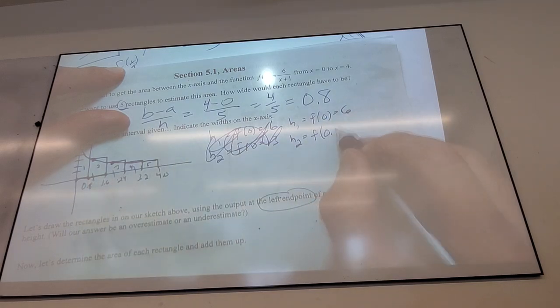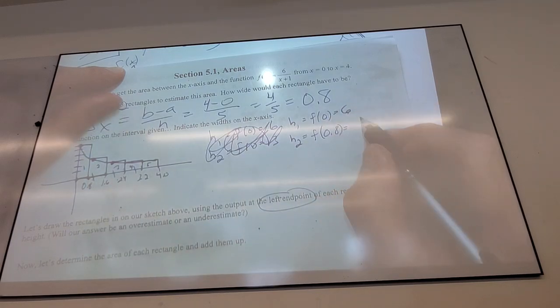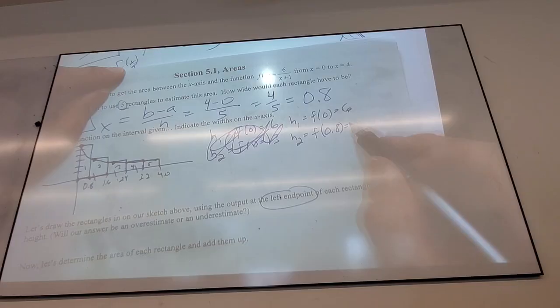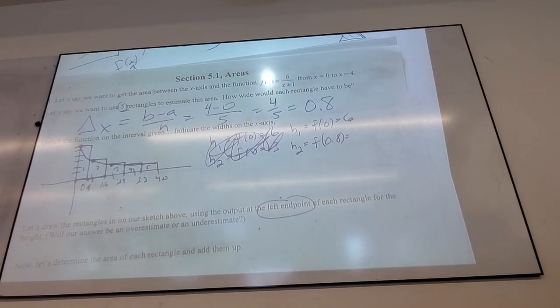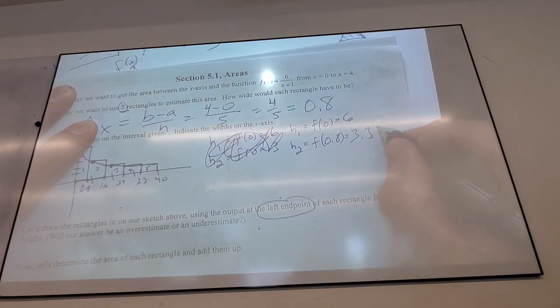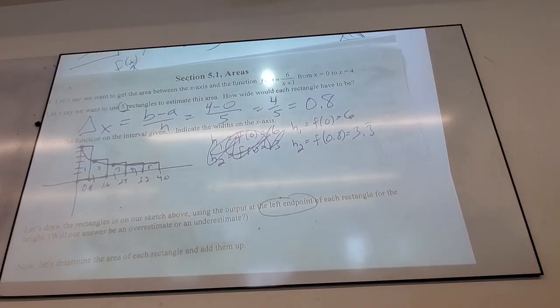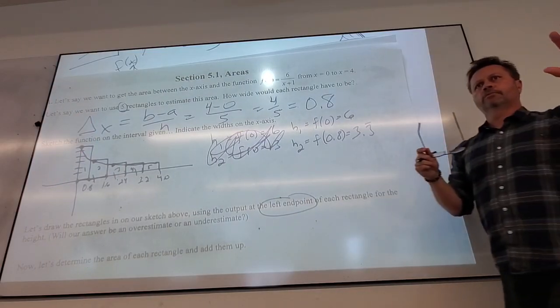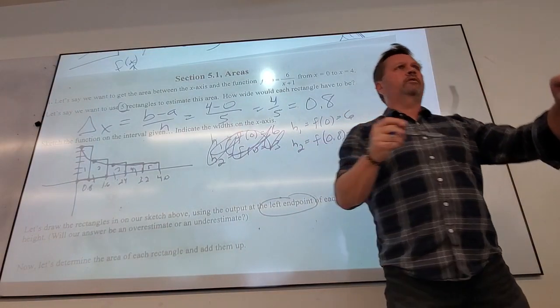0.8. Yes, thank you. Now somebody's got to help me out. What is 6 divided by 1.8? That's 60 over 18, which is 10 over 3, which is 3 and 1/3. 3.33333. Okay. Are you guys with what's happening?